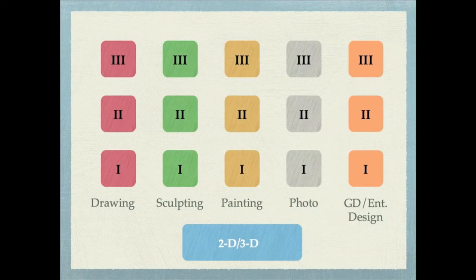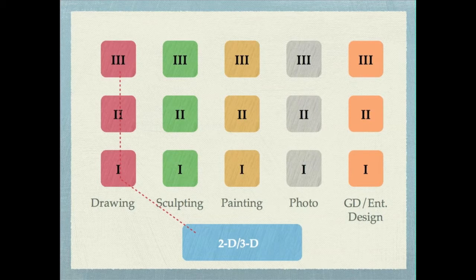So this is kind of a sample of some of the classes that we offer here. I don't think it's all of them, but in the fine arts department we've got, for example, drawing, sculpting, painting, photography, and I teach graphic design and entertainment design. But in order to get access to all of those, you first need to have gone through 2D, 3D design. Once you've gone through that, then you could progress all the way up the chain.